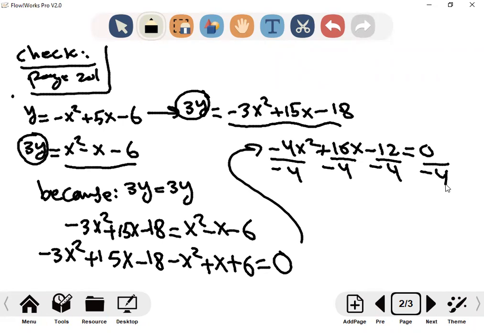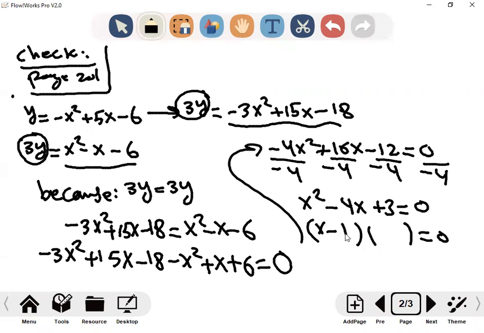What do you have here now? X power 2 positive minus 4x plus 3 equals 0. Factorize. X minus 1, x minus 3. So you have two solutions for x. X equal 1 and x equal, sorry, 3.